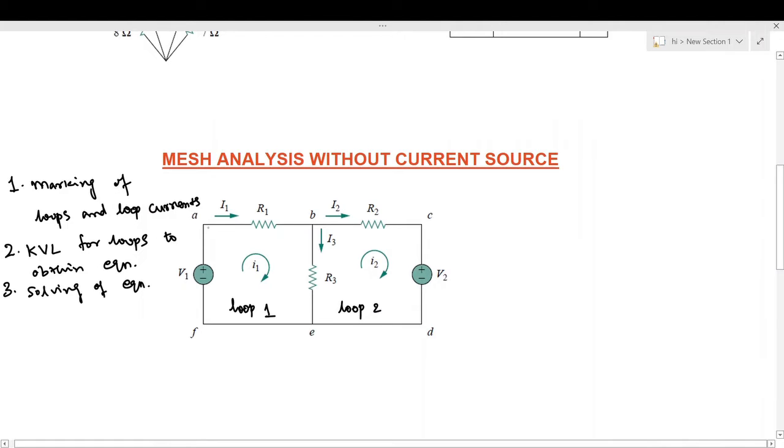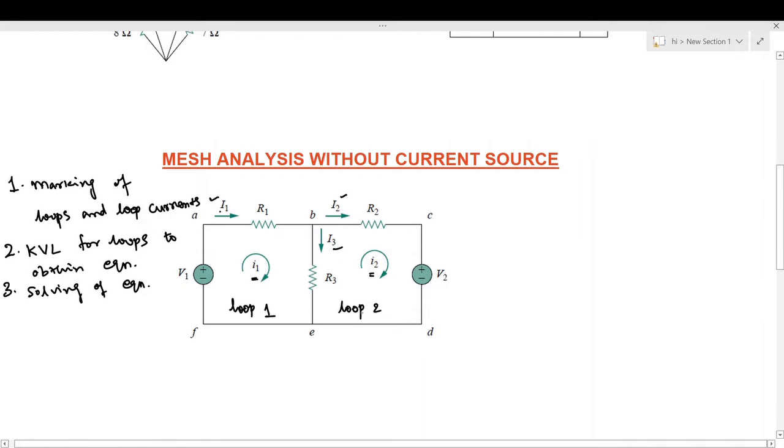And the branch currents will be capital I1, capital I2, capital I3. The branch current flowing through R1 is capital I1, the current flowing through R2 will be capital I2, and the current flowing through R3 will be capital I3. These capital I values are branch currents, and the loop currents will be small i1 and small i2.